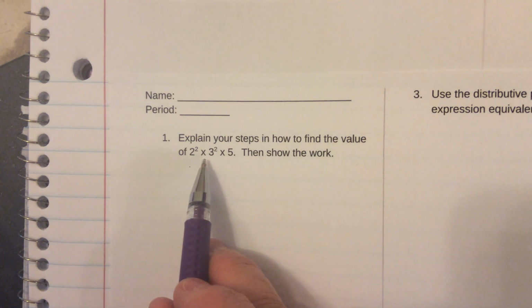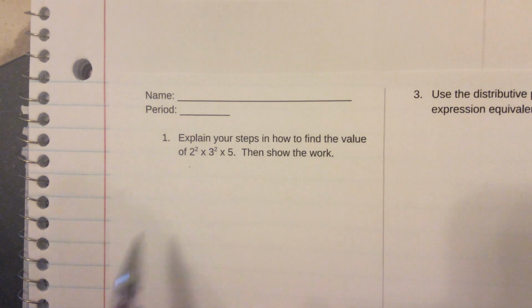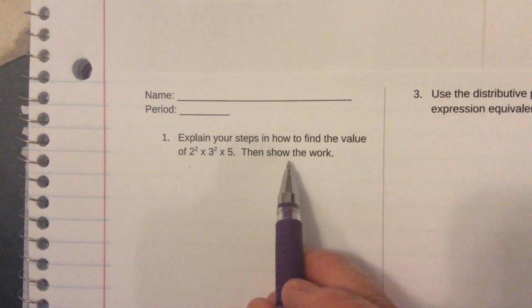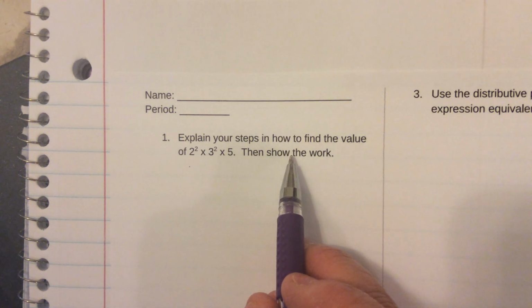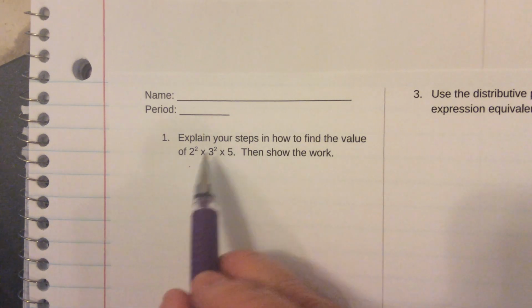Number 1 says, explain your steps and how to find the value of 2 to the 3rd power times 3 to the 2nd power times 5. And then show the work. Okay, well, I'm going to show the work first. Well, I'm going to explain it, but you have to put it into words, okay?